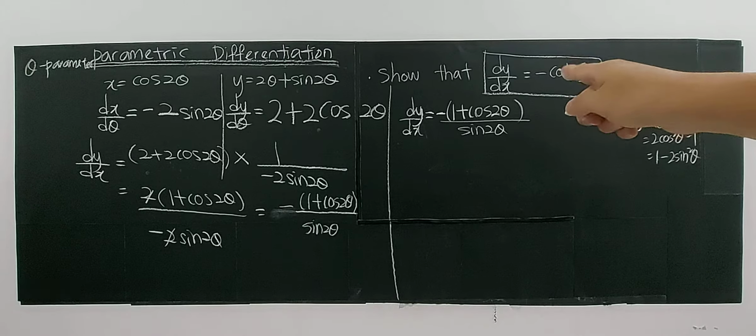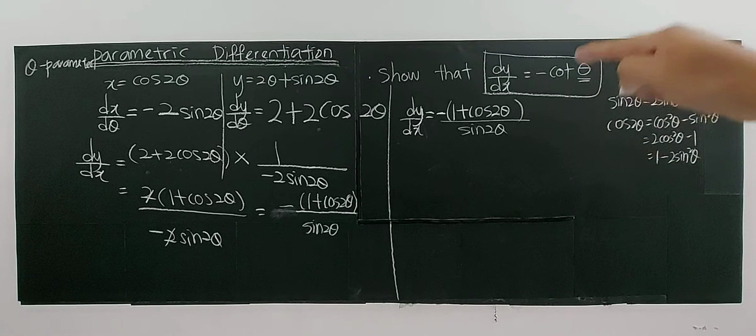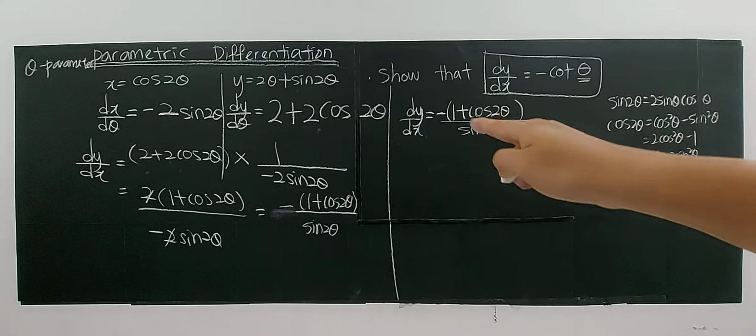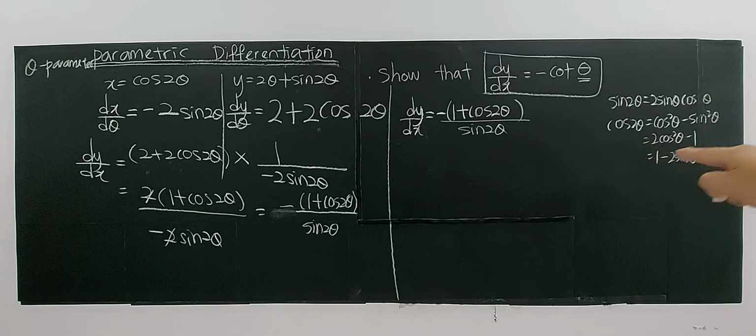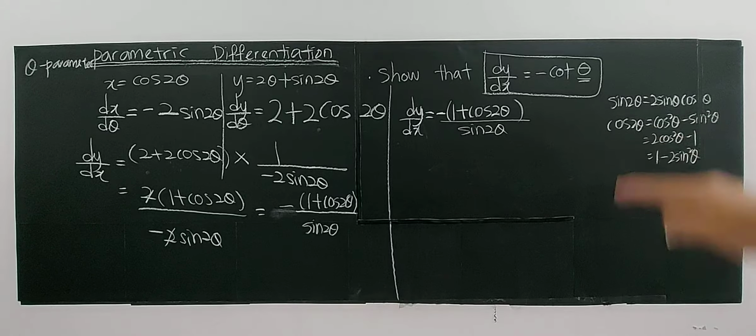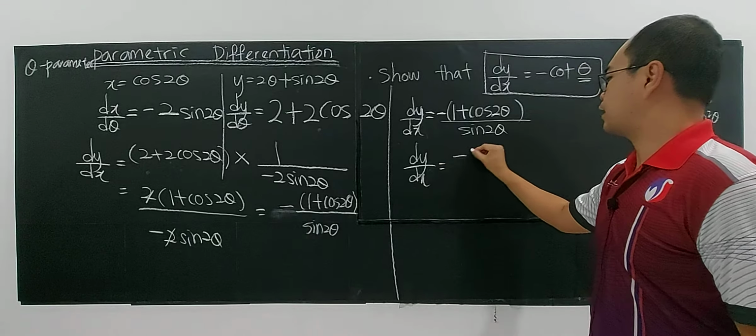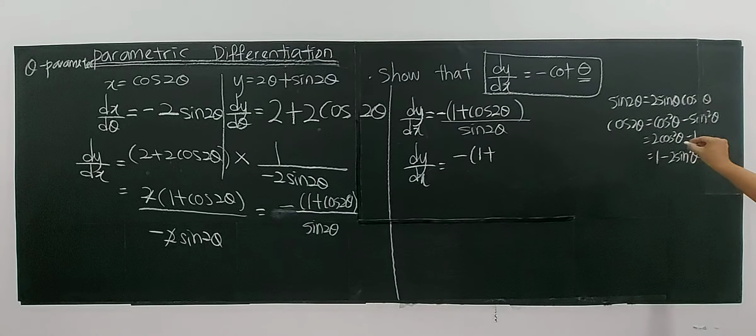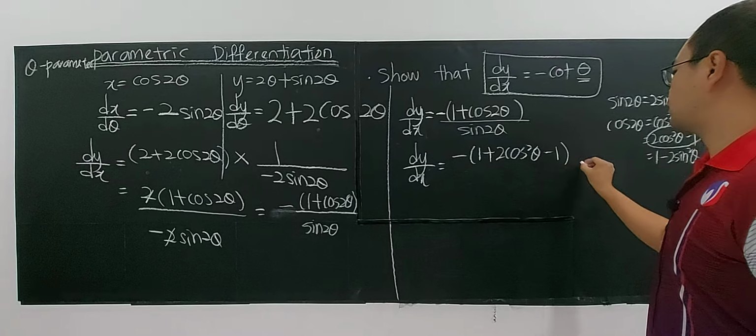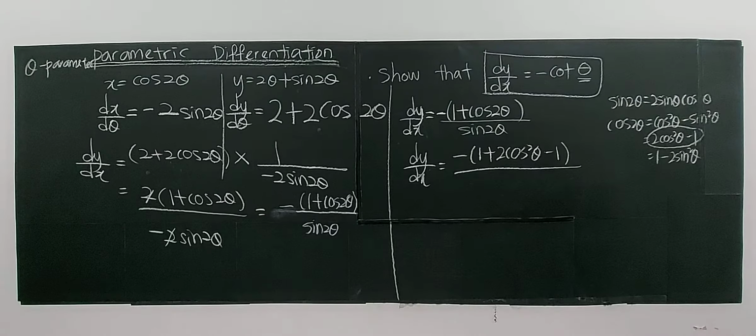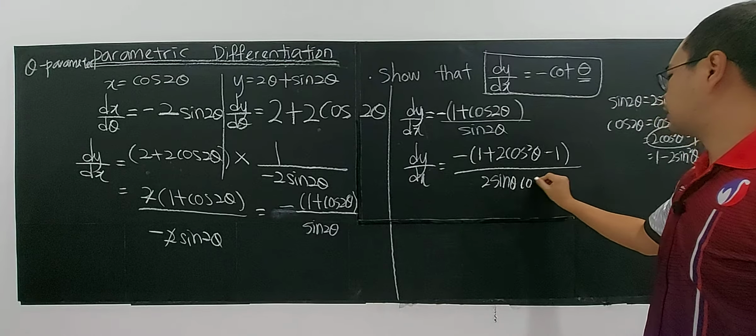Negative cotangent theta is a ratio of cos over sine. So for cos 2 theta, I have to choose a formula that relates only cos theta, so I will choose the second formula. I believe this works for me. So negative 1 plus cos 2 theta, I will replace by 2 cos squared theta minus 1, over sine 2 theta, which is 2 sine theta cos theta.